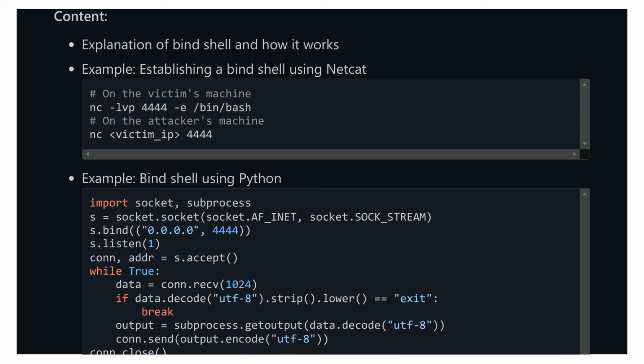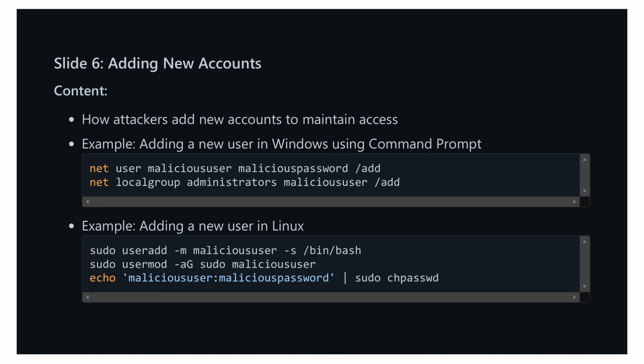This Python script creates a socket, binds it to port 4444, and listens for a connection. Once connected, it continuously receives and executes commands, sending the output back to the attacker until it receives the exit command. In the next slide, we'll explore how attackers often add new user accounts to maintain access to the compromised system. We'll walk through examples of how to add a new user in both Windows and Linux environments.